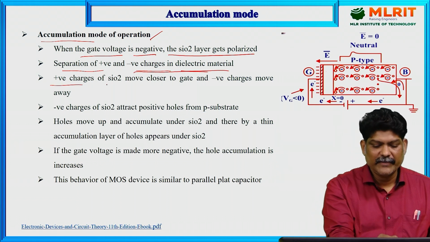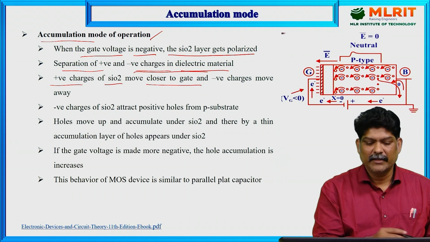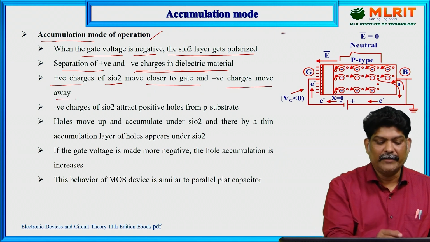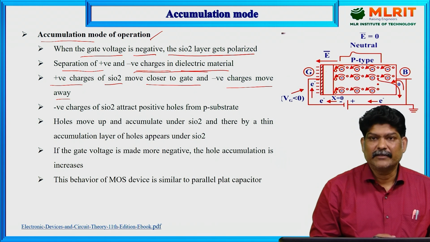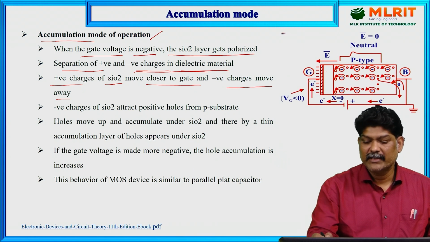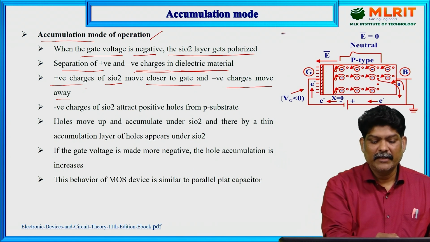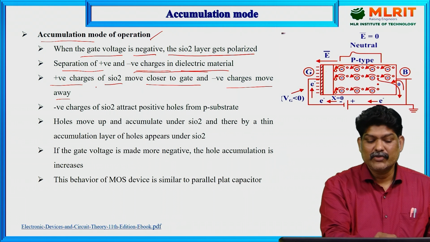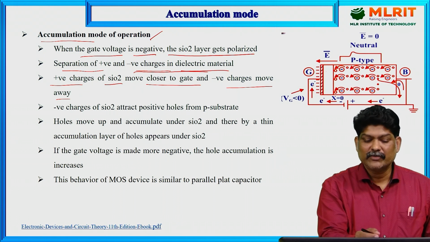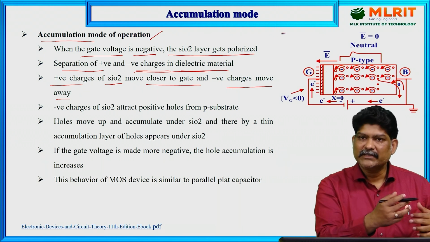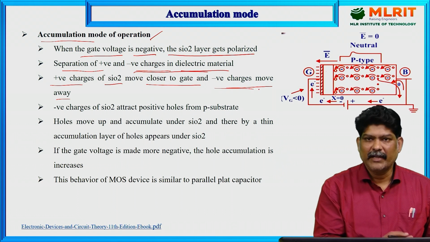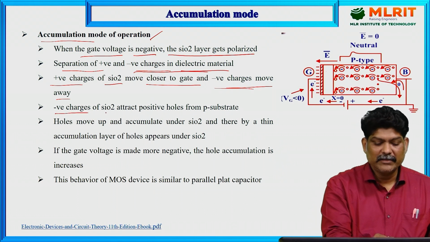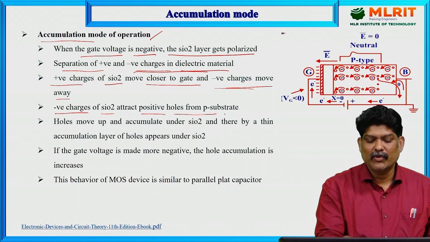Positive charges of SiO2 move closer to the gate and negative charges move away, because we are giving the gate voltage negative. So as we give the gate voltage negative, what happens here? In the SiO2 layer, positive charges move closer to the gate because opposite charges attract, and negative charges move away from the gate. Negative charges of SiO2 attract positive holes from the P substrate.